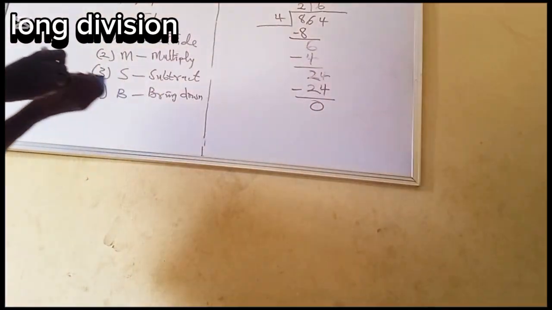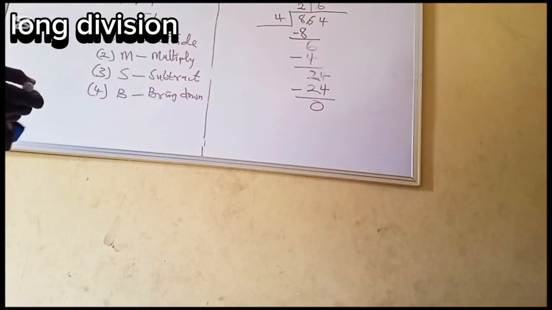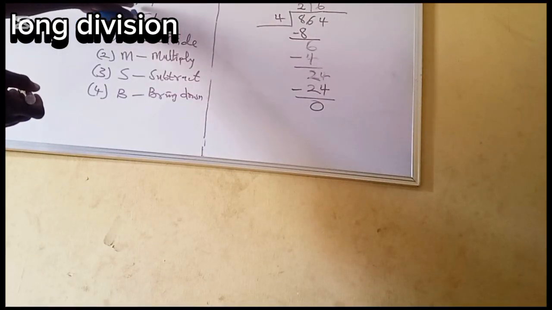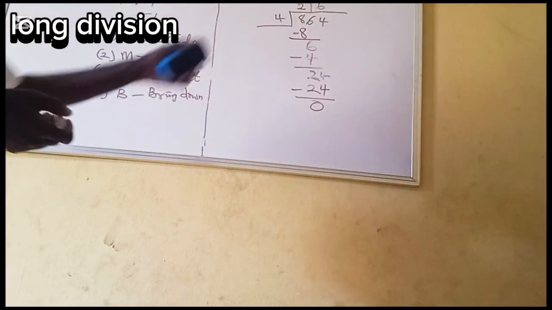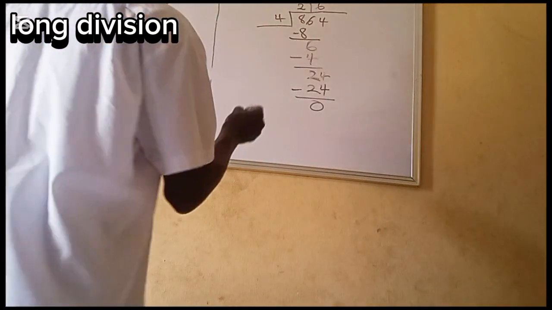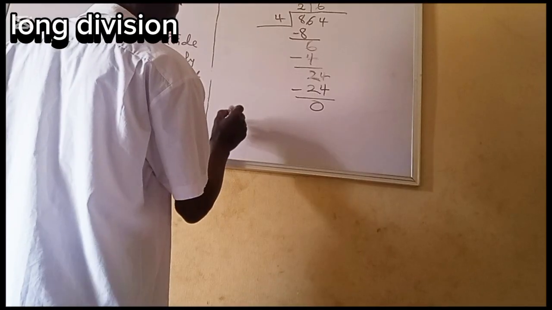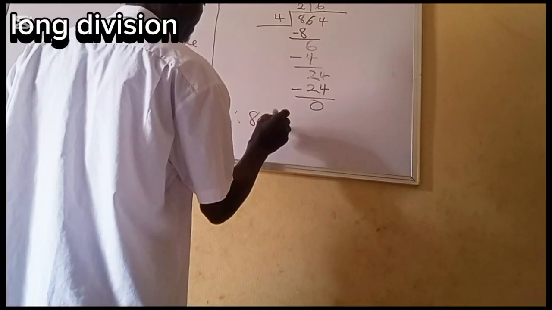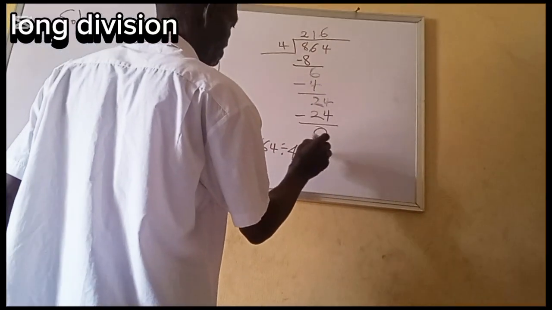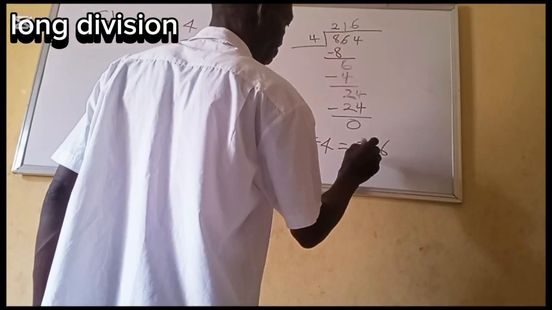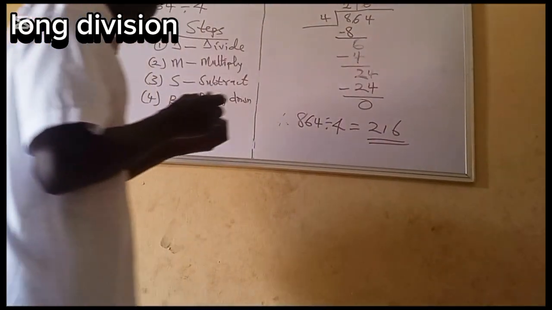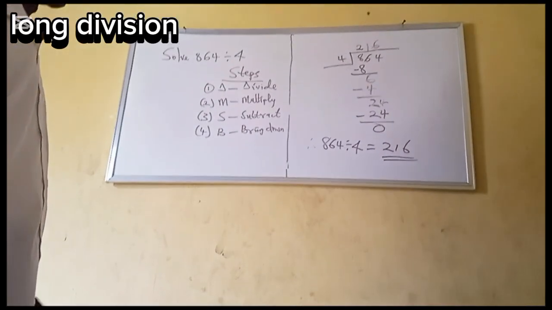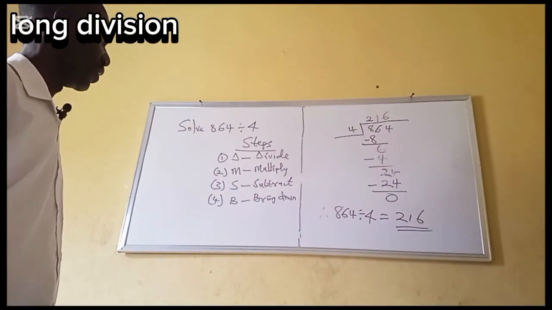So that comes to the final calculation. Therefore, 864 divided by 4 will give us 216. Therefore, 864 divided by 4 is equal to 216. So this is the method. This is a simple trick that you can use to calculate any long division.